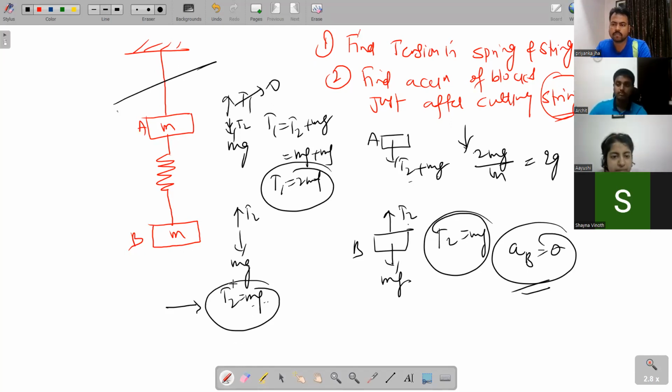Sir, we can't say simply that after cutting the string, the acceleration would be 0. No, no. That will be wrong.